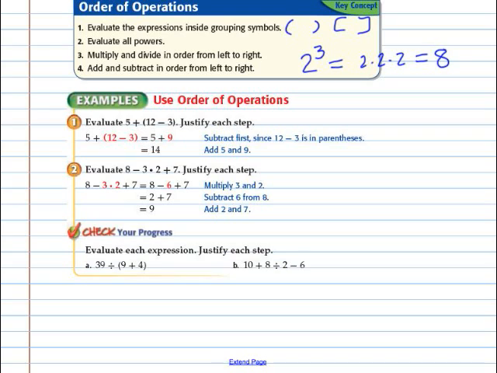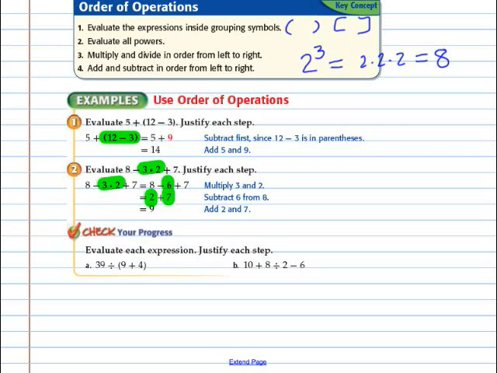In example number 1, your first step is to do 12 minus 3 because it's in parentheses. Gives you the value of 9. Then your second calculation is 5 plus 9, which gives you the correct answer of 14. The grouping symbols force you there to do the subtraction first. In example number 2, you would do the multiplication first because there are no grouping symbols, there are no powers, so your first step here is multiplication, and you can see there 3 times 2 is 6. Then you would work from left to right, so 8 minus 6 is 2. And then add that to 7, and the value of that expression is 9.